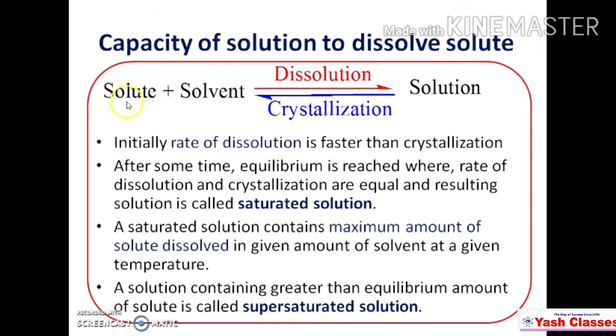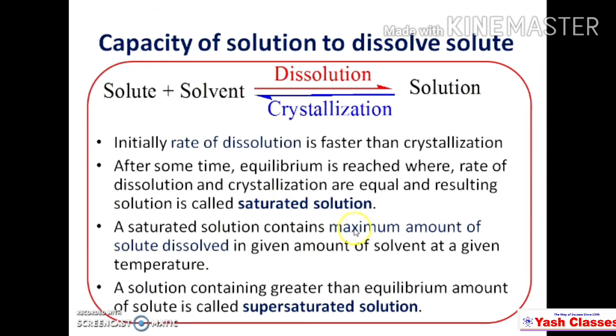That is, the quantity of solute entering into the solution will be exactly equal to the quantity of solute escaping out of solution to form the solute again. Both the rates are equal, that is rate of dissolution and rate of crystallization are equal. That solution is called a saturated solution. This saturated solution contains the maximum amount of solute dissolved in a given amount of solvent at a given temperature.